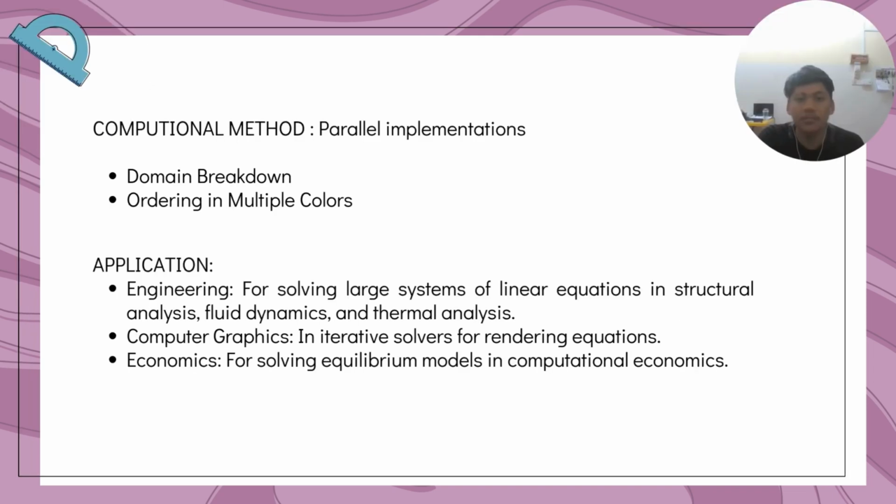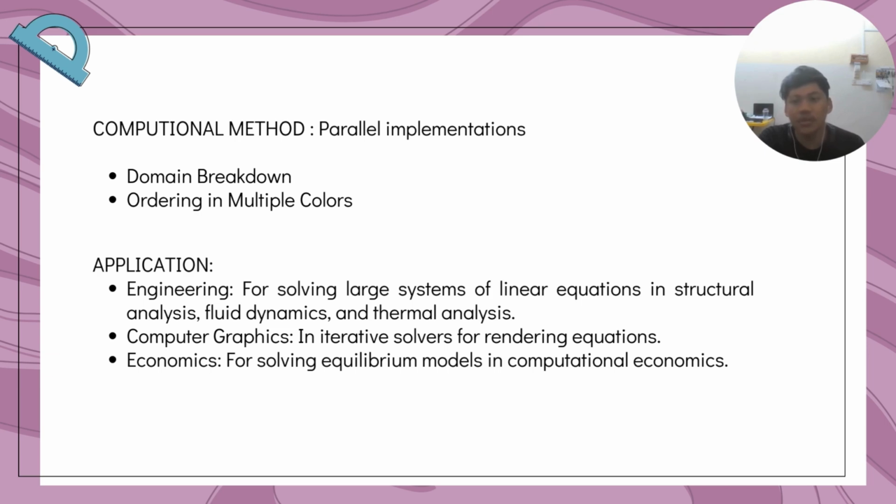Next, I will explain the computational technique, which is the parallel implementation. The sequential nature of the Gauss-Seidel method makes it difficult to parallelize. However, some parallelism can be achieved by using multicolor ordering approaches and domain decomposition. First is domain decomposition. The method entails splitting the matrix A into more manageable submatrices that may be handled separately. Boundary conditions are adjusted as each subdomain is solved repeatedly.